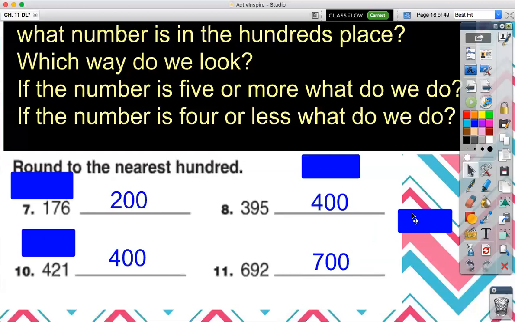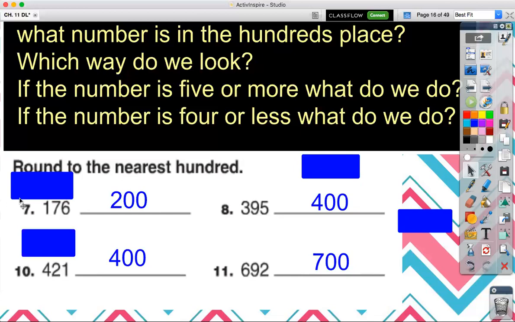So another way to do this, we've done it on a number line, and we see our midway point is at the 50s. So for number 7 here, 150 or more, we would round it up to 200. 149 or less, we would round it down to 100. So we can use a number line.